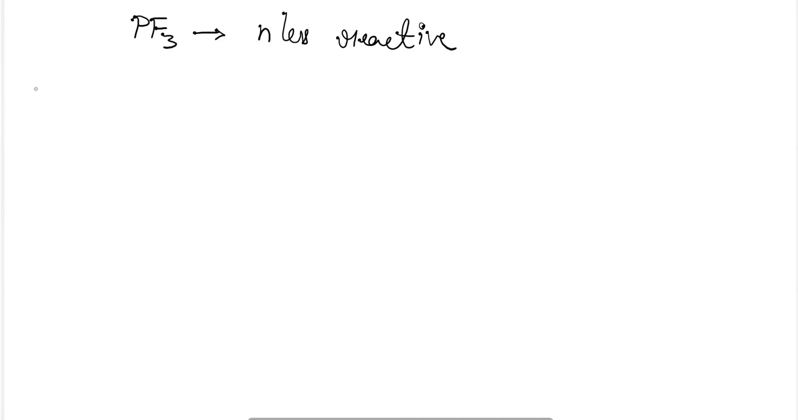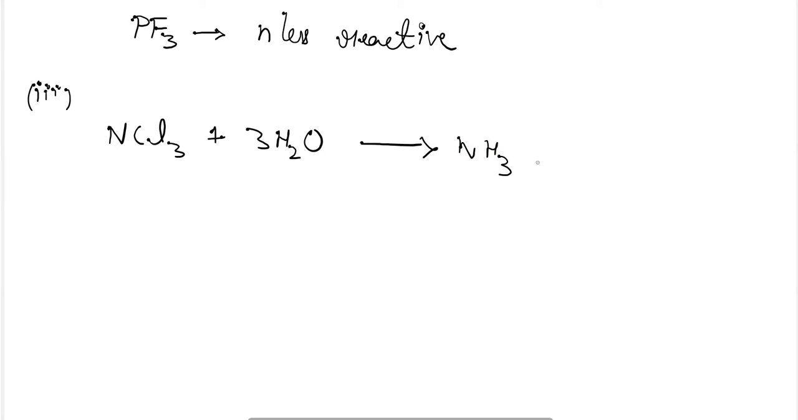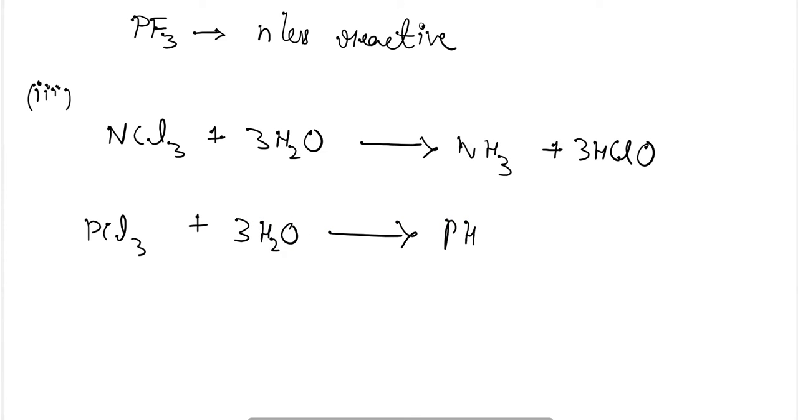Now the third thing which we are going to see here is that the trihalides are easily hydrolyzed by water. For example, NCl3, when hydrolyzed with water, will form ammonia and hypochlorous acid. Similarly, PCl3, when hydrolyzed, will form phosphorus acid and HCl.